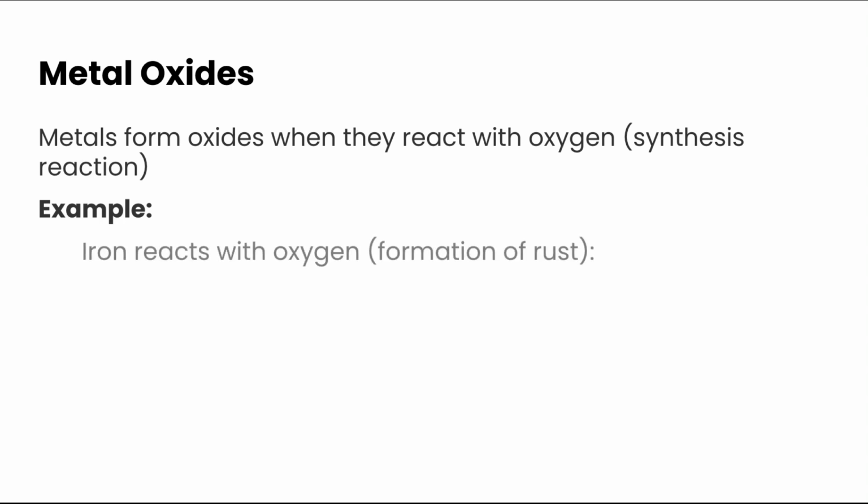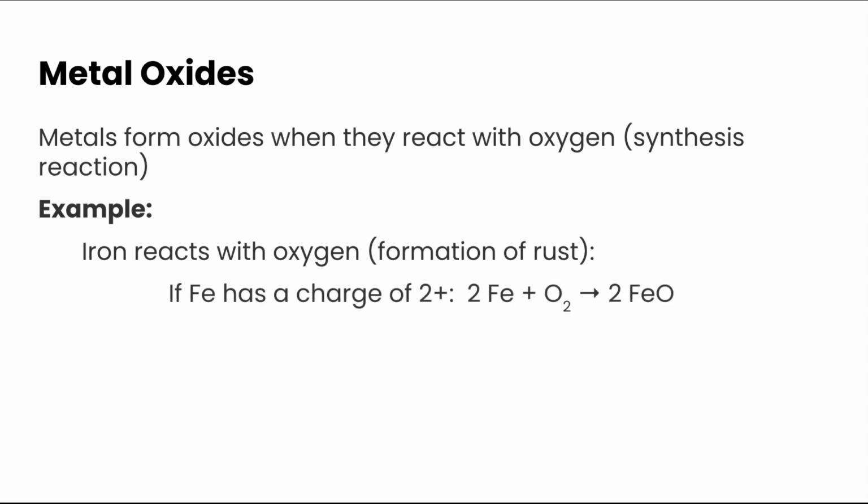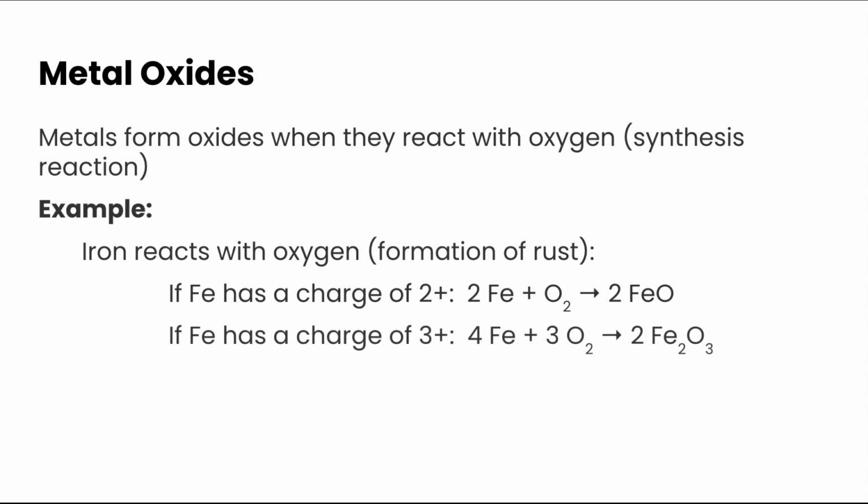Now, for example, if we have iron, iron reacts with oxygen and forms rust. And depending on which valence the iron has, it can form either FeO or Fe2O3. So there's a couple of different products that we get with iron when we react it with oxygen.